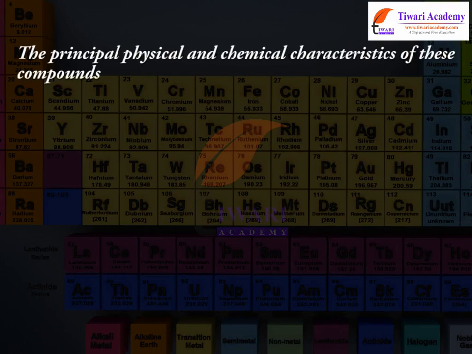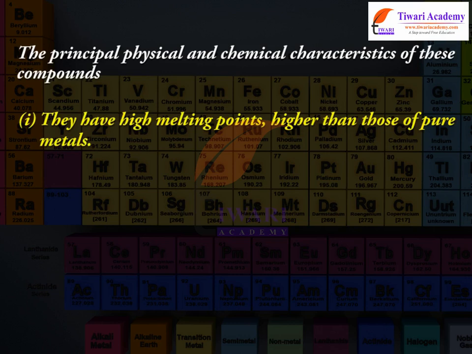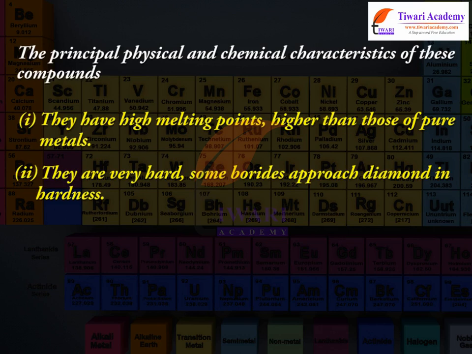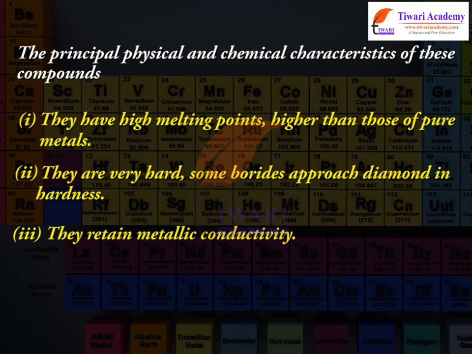The principal physical and chemical characteristics of these compounds: 1. They have high melting points, higher than those of pure metals. 2. They are very hard. Some borides approach diamond in hardness. 3. They retain metallic conductivity. 4. They are chemically inert.